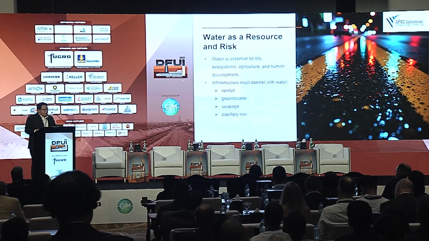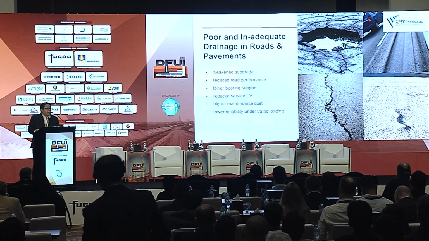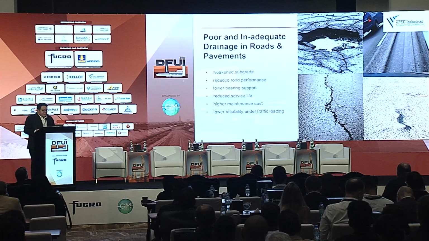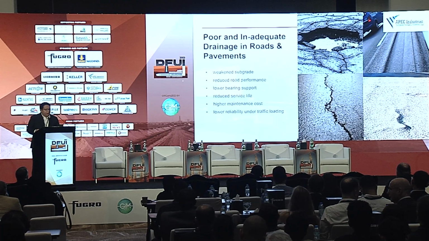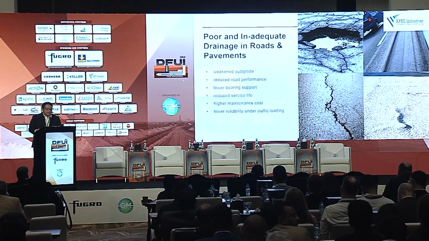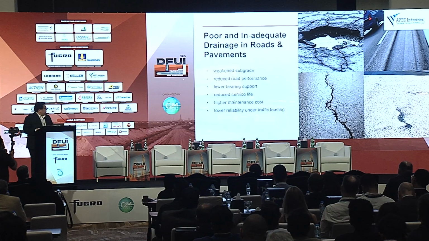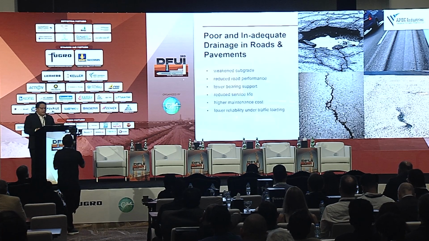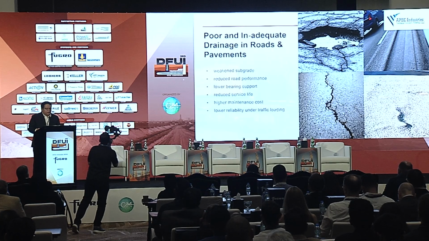So, poor drainage and excess moisture result in weakened subgrade, reduced pavement performance, lowering bearing capacity, and shorter service life for the roads. As the subgrade becomes saturated, the strength decreases considerably, making the pavement more vulnerable to traffic loadings. Consequently, owners and agencies face increased maintenance cost and reduced reliability of the transportation infrastructure.